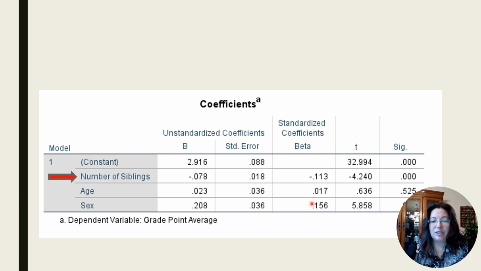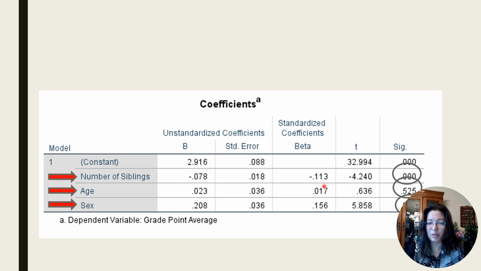On the other hand, if we look at age, we can see from its significance value here at the end of the table that it's not statistically significant. So age does not have a relationship with GPA, and that's confirmed by the very, very small standardized coefficient. We've also got sex, which is statistically significant, and you can see that the standardized coefficient is actually slightly higher for sex than it is for number of siblings, but you have to remember that number of siblings has multiple options, whereas sex only has 2.